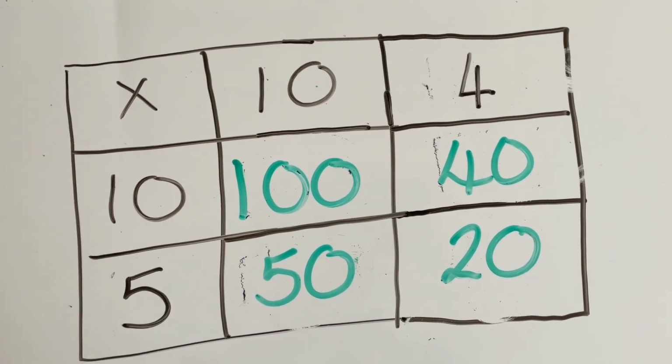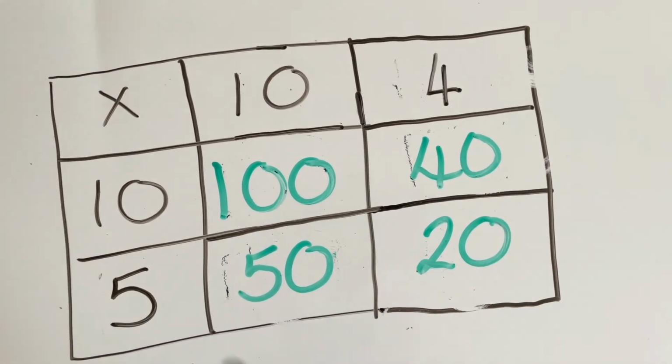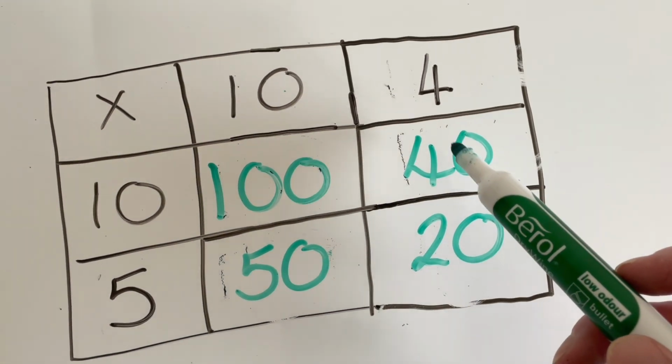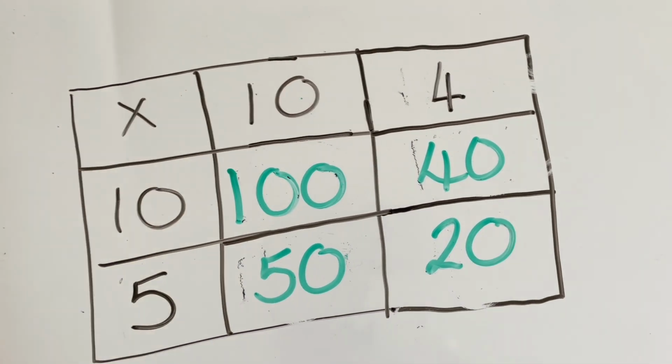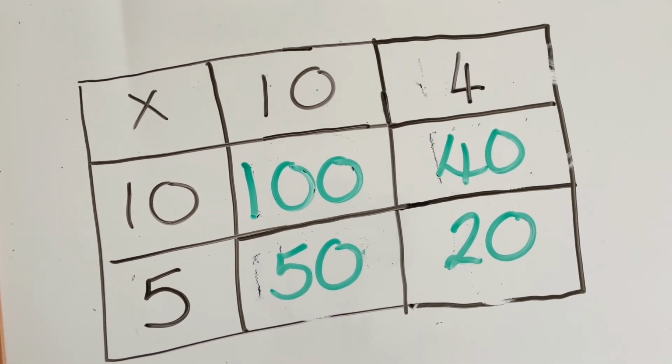Again, hopefully you've got something like this. Your numbers might be in slightly different positions if you've put the numbers at the side and the top in slightly different positions. But that's fine, as long as somewhere we've got 100, somewhere we've got 40, somewhere we've got 50, somewhere we've got 20. We should be able to add these up now, because that is the next step.